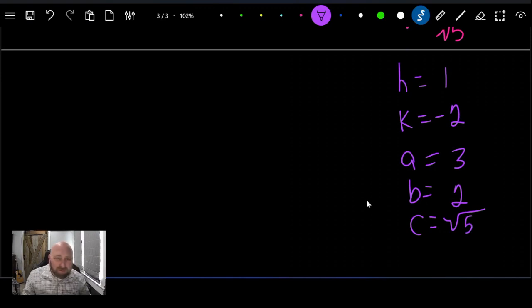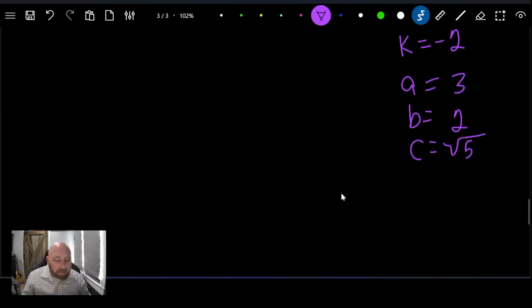Now, square roots don't really play well here. So what you'd want to do is hit your calculator, and that's going to give us approximately 2.2. Approximately. We're just rounding off. And this is going to be a little bit better when we go to graph it. It's going to help us out in our graphing when we use the 2.2.